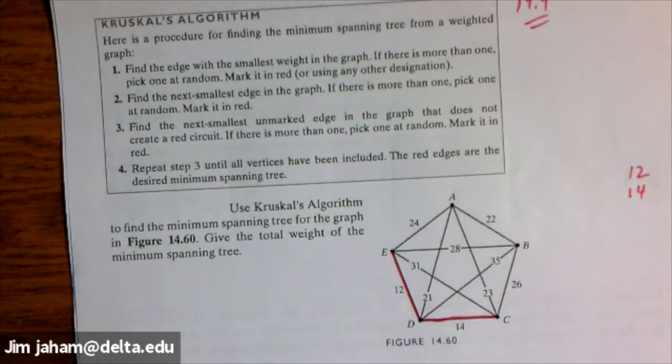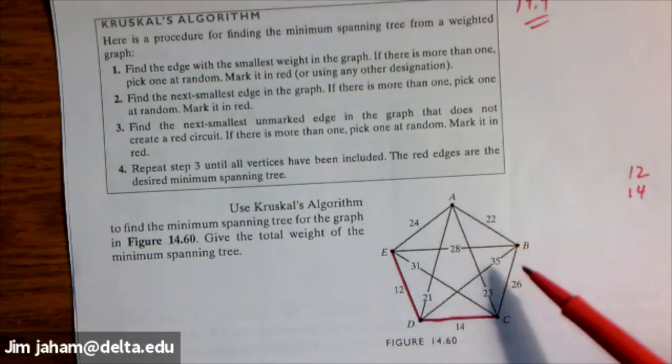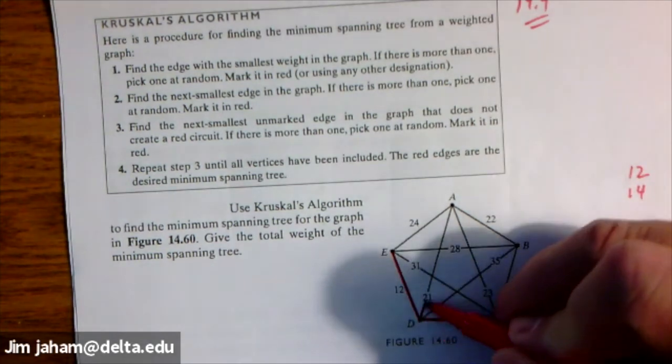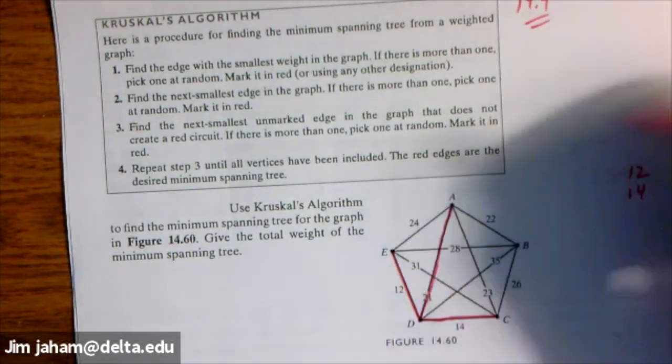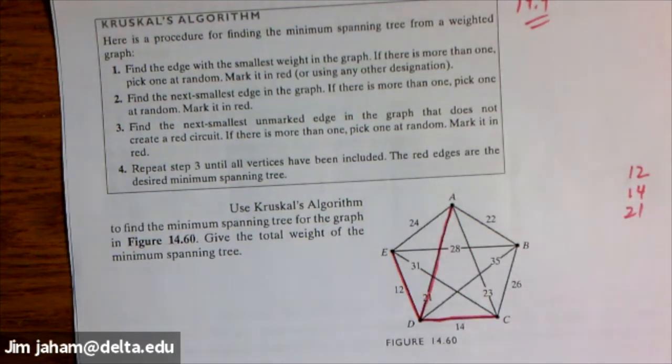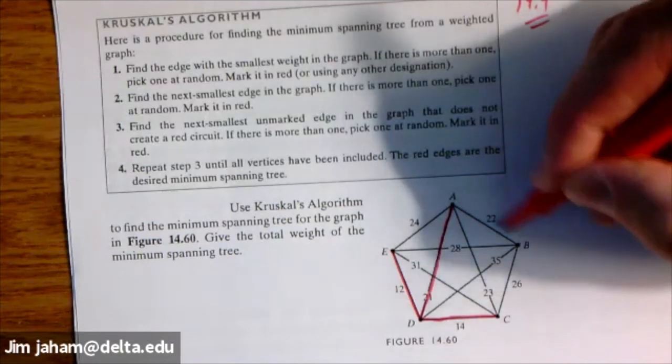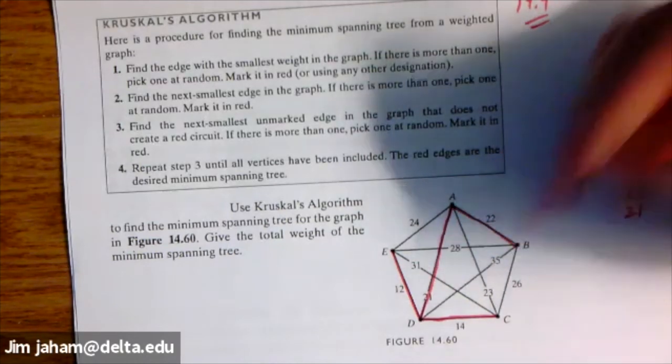And then I look around at all the other remaining numbers and choose the smallest one. 21, 23, and so on. It looks like 21 is the smallest one. If I sketch this edge, I still don't have any circuits. So that is going to be included in my spanning tree. All right, and then we continue. What's the smallest number that remains? Well, 22. And if I draw that edge, it doesn't create a circuit. So I'm going to draw 22.